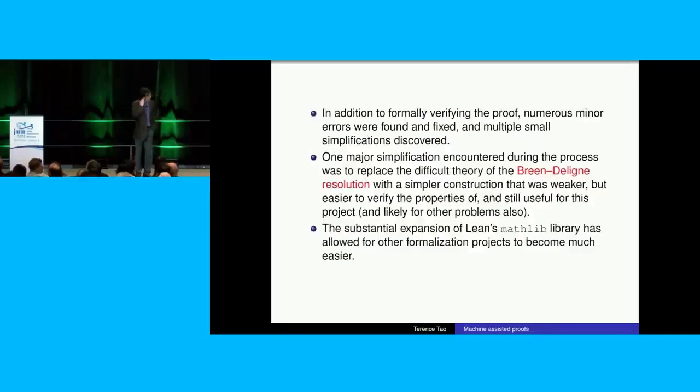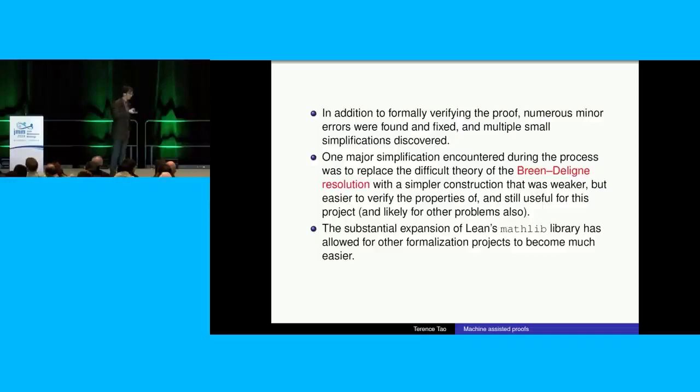In addition to reassuring Peter that everything was correct, there were some other minor benefits. First of all, there were a few minor errors in the proof that were discovered in the formalization process, but they could all be fixed. Also, some small simplifications. There was one big simplification, actually.